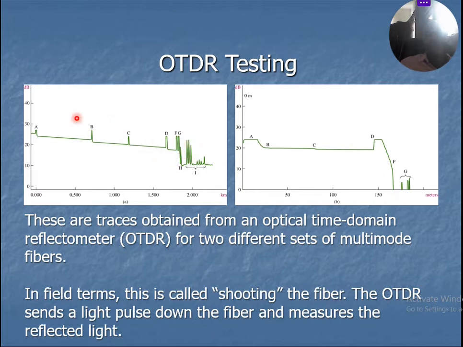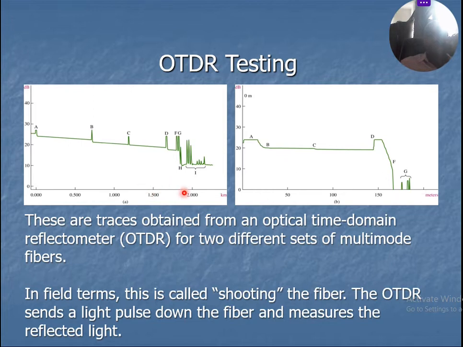These results you can get using MATLAB. You can use MATLAB or Simulink to get these results. Okay, now here we say these are traces obtained from the optical time domain reflectometer, right?